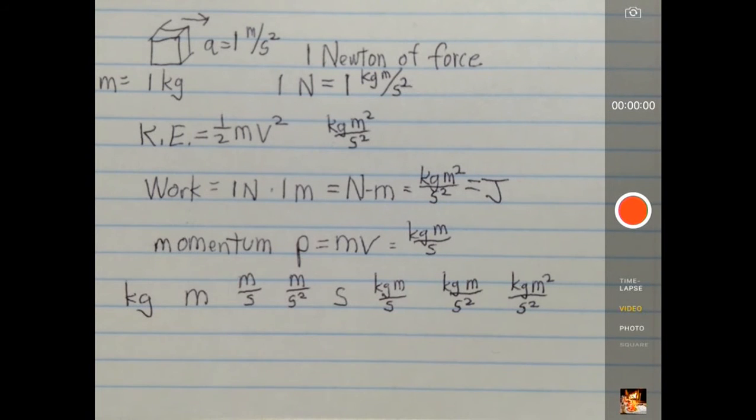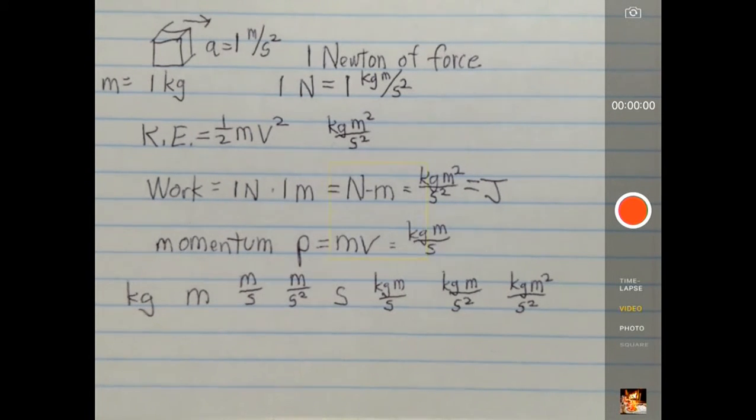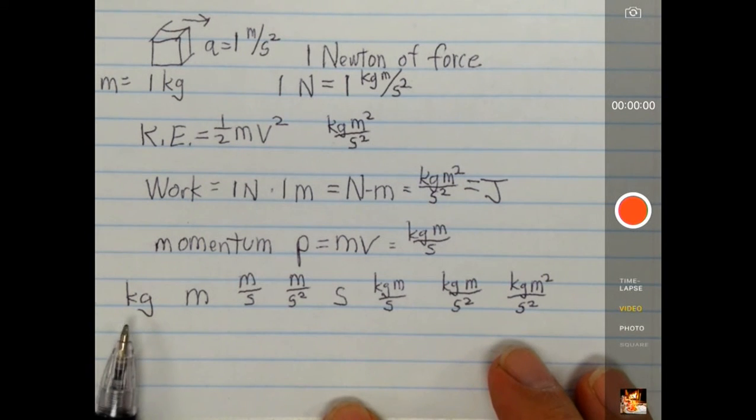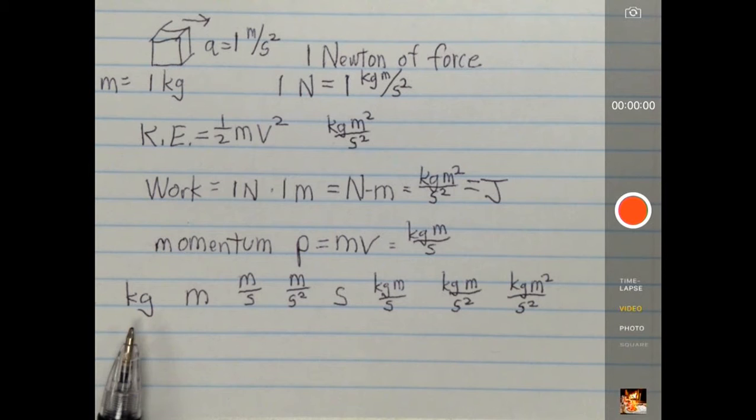This is where I should be calling on random students. Memory quiz. Eric, the units of kilograms are associated with which variable?